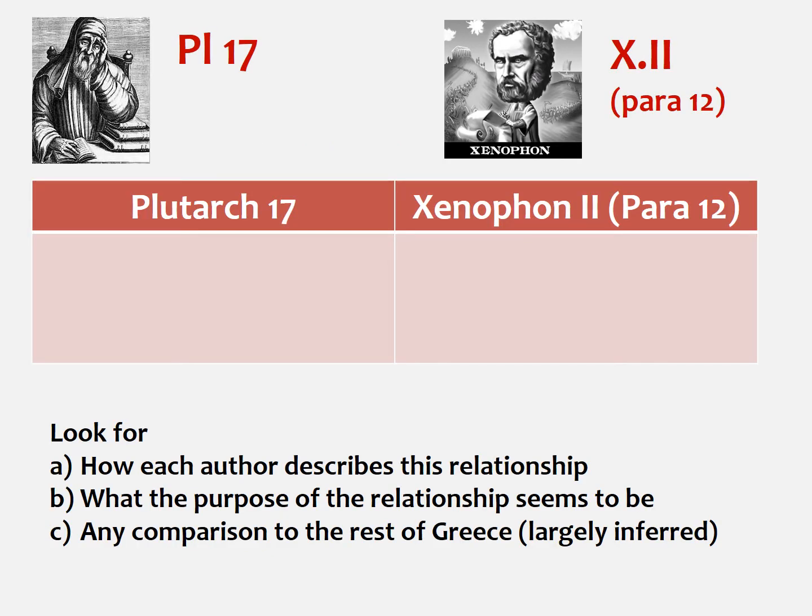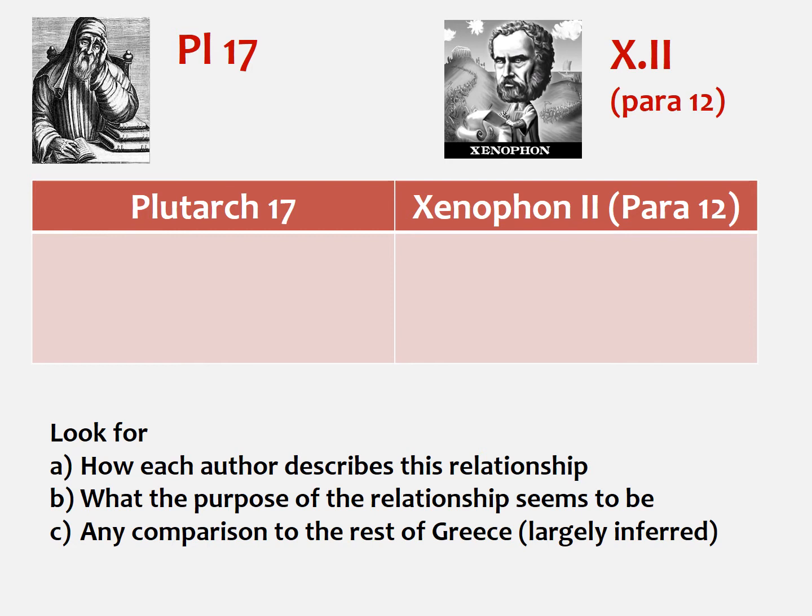So as we said, we're looking at two different sources. So we need Plutarch 17 and Xenophon 2 from about paragraph 12. Draw a quick chart, and as we've done with previous things, just summarise what the two authors say about this particular practice. Particularly at the bottom we've got some key things to look for.